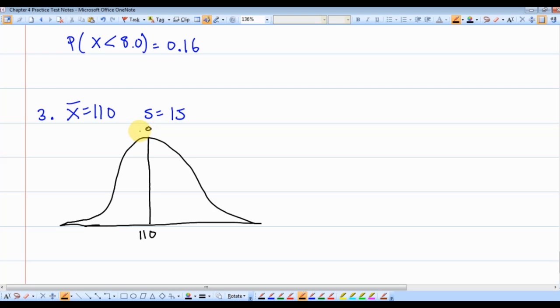Next, standard deviation is 15, so we're going to start on the left side. I'm going to subtract 15. 110 minus 15 is 95 right there. That has a z-score of negative 1. Next one is 80. 95 minus another 15 is 80. That has a z-score of negative 2. Let's go on the positive side. 110 plus 15 is 125. That has a z-score of plus 1. 125 plus another 15 is 140. 140 has a z-score of positive 2. Now you're probably not going to use all of these z-scores, but until you get really used to using them, it's a good idea for you to write them all down.